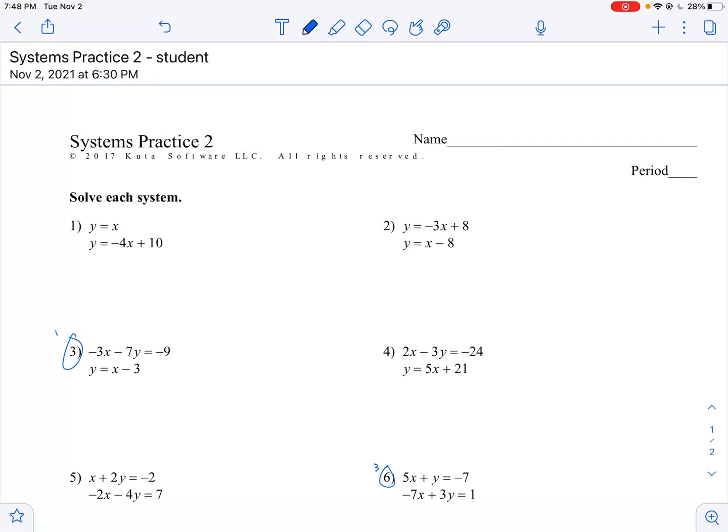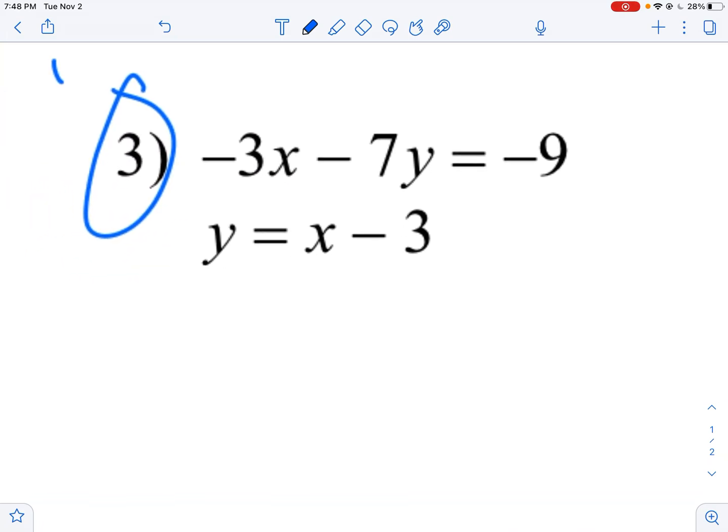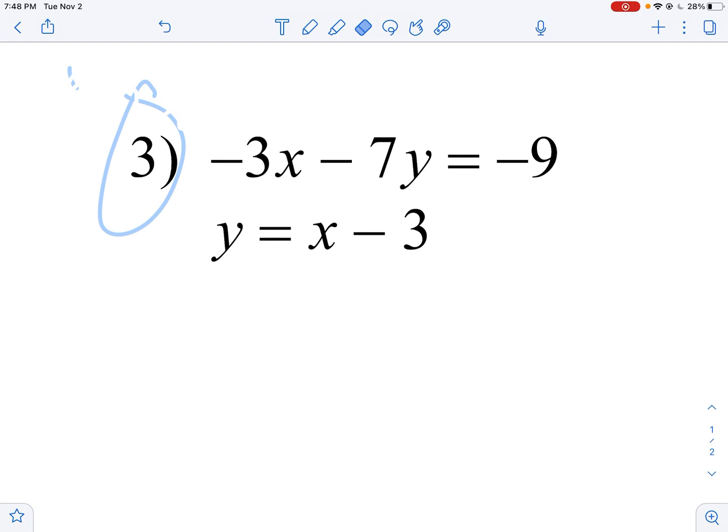We're going to go over some systems practice. You should look at this assignment, systems practice 2, and just follow along on your paper so you can get the feel for it too. These are not meant to be new things, but we're just practicing solving systems of equations by using substitution or using elimination. We're going to start by looking at number 3 here.